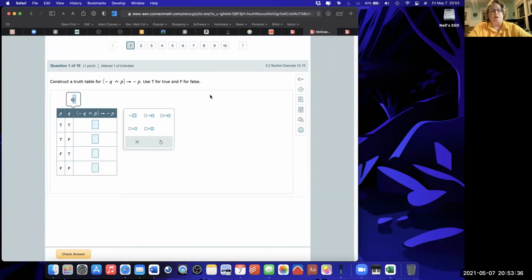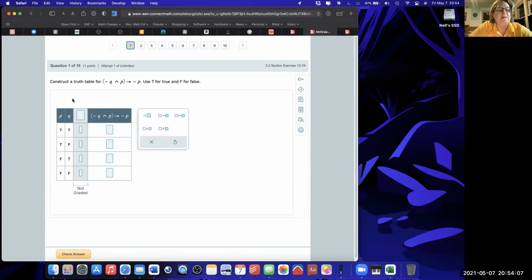Okay, this is what the questions look like. Here we're trying to construct a truth table for tilde Q and P implies tilde P. Well, just like I said, the first thing that we do is construct the first two columns. So P is going to be true, true, false, false. Q is going to be true, false, true, false. That's a convention. It always is used. Now, Connect Math has this little thing. Do you see the plus with a column? I'm going to press on it.